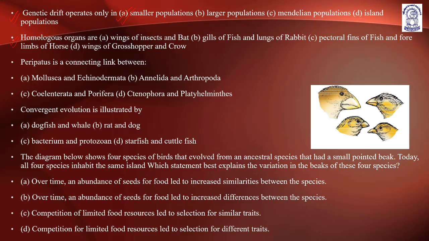Pectoral fins of fish and forelimbs of horse. Yes, this is the correct option. Pectoral fins of fish function to swim, forelimbs of horse for running. Different function, but they have the same origin. Pectoral fins of fish and forelimbs of horse share the same ancestor. That is why they can be considered as homologous organs.